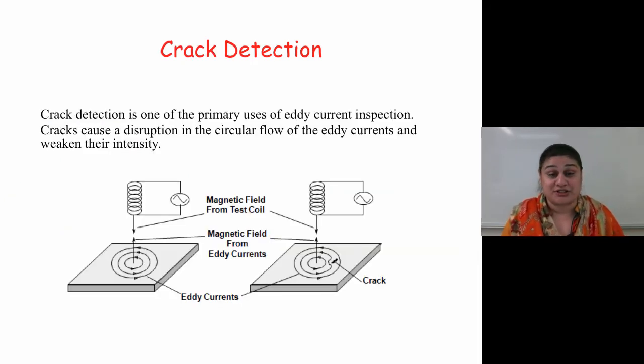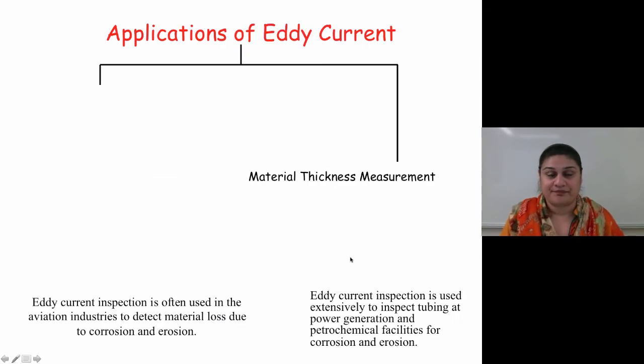Well, crack detection is one of the primary uses of eddy currents. Cracks cause a disruption in the circular flow of eddy currents and weaken their intensity. So as soon as you come across a crack, it will be picked up, because there will be a disruption in the eddy currents that are produced in the sheet metals.